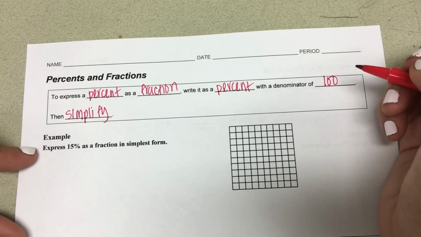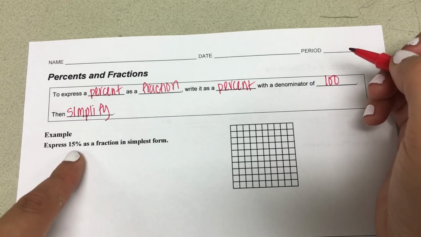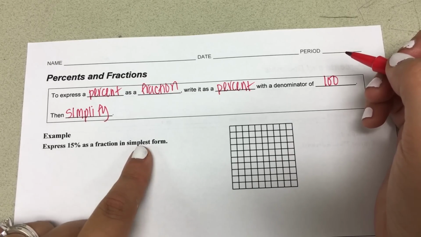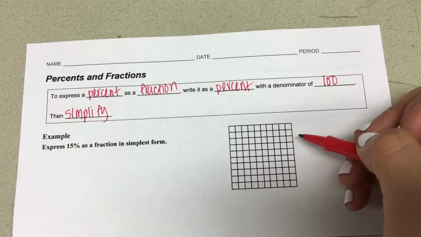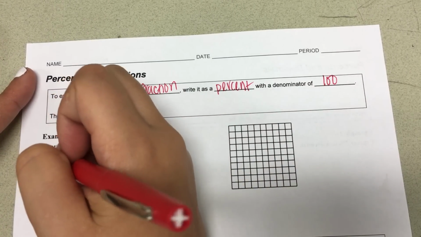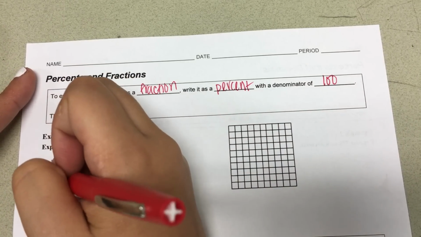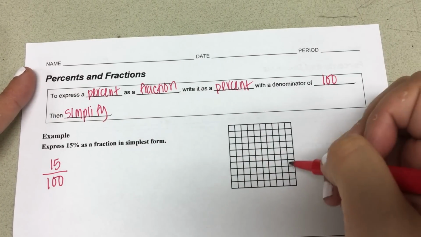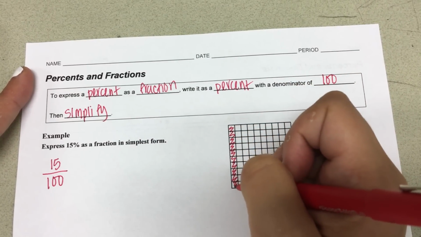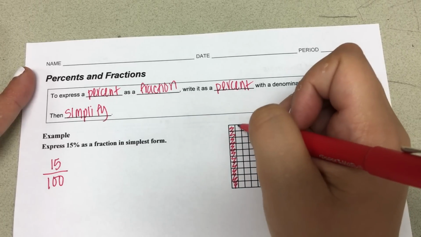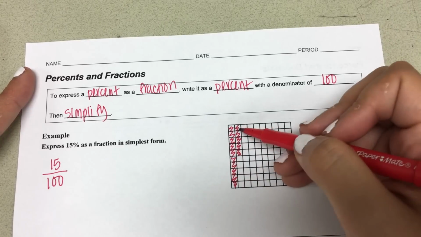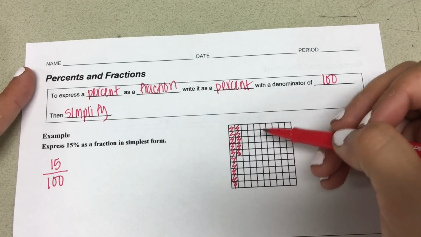So we're going to do the first example, and we have 15%, and we want to turn 15% into a fraction in simplest form. So here I have a 10 by 10 grid. So 15% would be 15 out of 100. So in order to represent that, we would have to shade in 15 squares. So here's 10, and then 5 more. So I have 15 shaded out of 100 total.